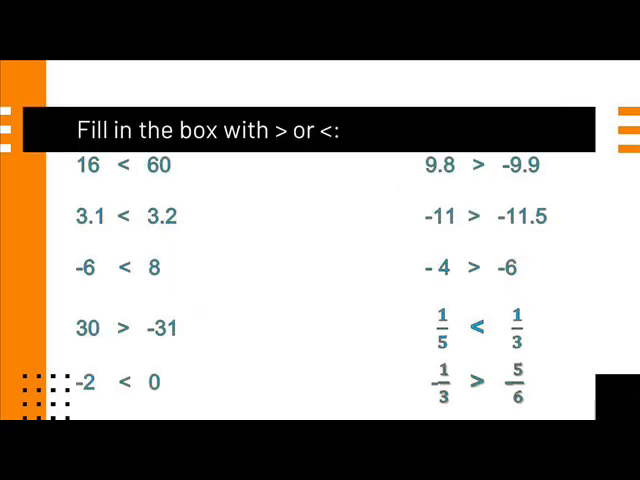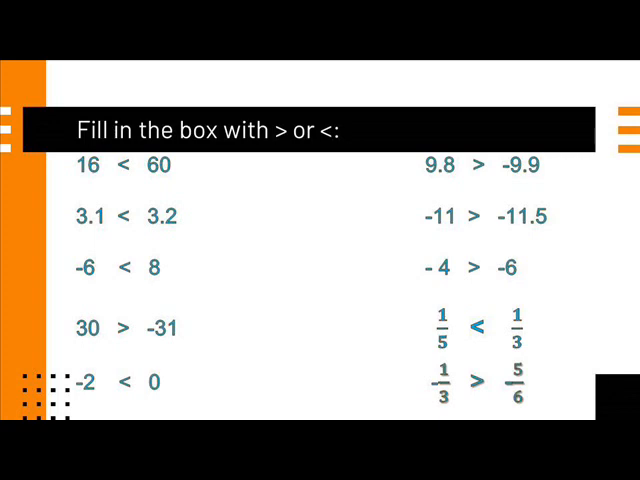We have 16 and 60. Obviously 16 is less than 60. Then we have 3.1 and 3.2. Obviously 3.1 is less than 3.2. Then we have minus 6 and 8. Well, all the positive numbers are greater than all the negative numbers, so minus 6 is less than 8. Then we have 30 and minus 31. 30 being the positive number is greater than minus 31.